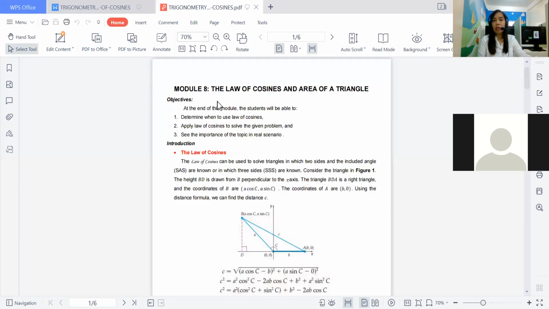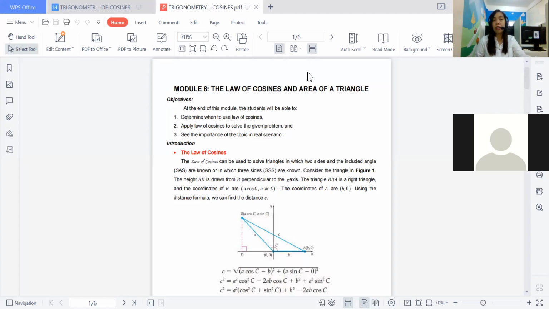So today I'm going to discuss the law of cosines and area of a triangle. Our objectives for this module: the students will be able to determine when to use law of cosines, apply law of cosines to solve the given problem, and see the importance of the topic in real scenarios.